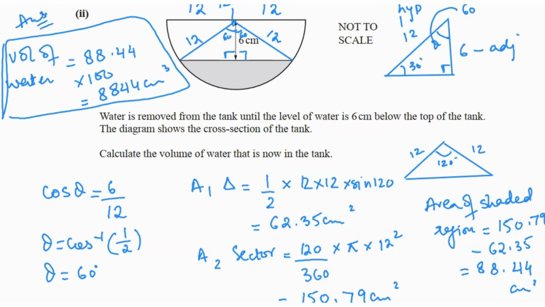We know the longitudinal length was 1 meter. 1 meter is 100 centimeters. So we multiplied the cross-section area for the shaded region, which is 88.44, with the length, which is 100, and that's 8,844. That's your answer.